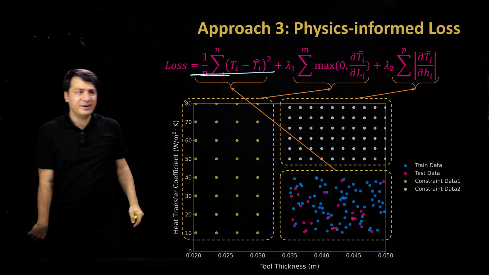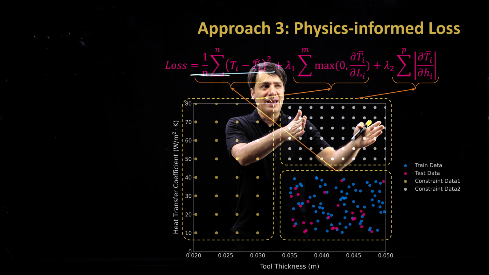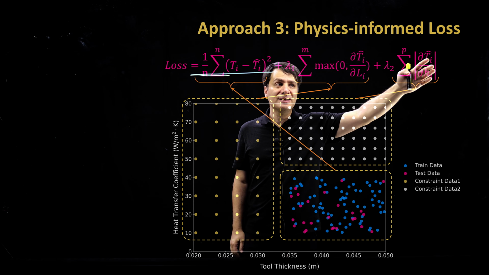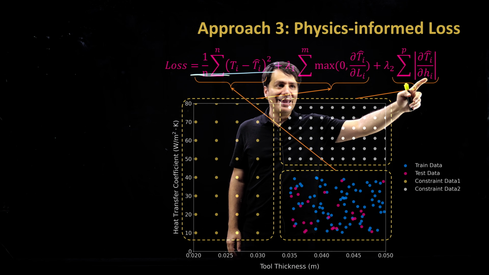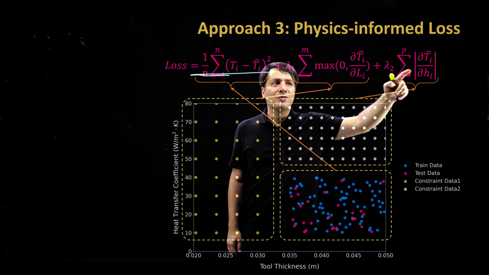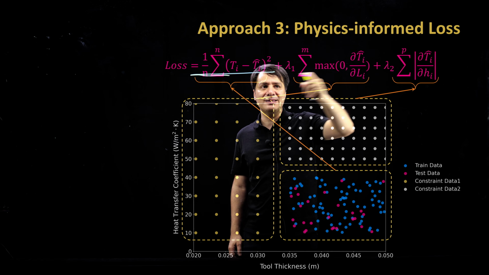And then further, we're going to select some points from this region, and we look at the sign of the derivative. We look at the derivative of data in that location with respect to the heat transfer coefficient. If any of those values are non-zero, we're going to penalize the loss by summing them up again and adding it to the entire loss.